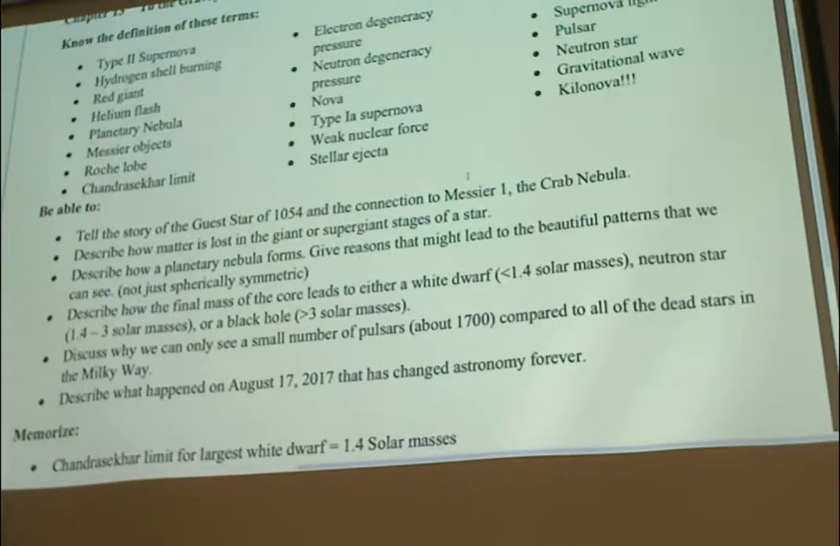Why can we only see a small number of pulsars? Pulsars are stars that pulse with energy.